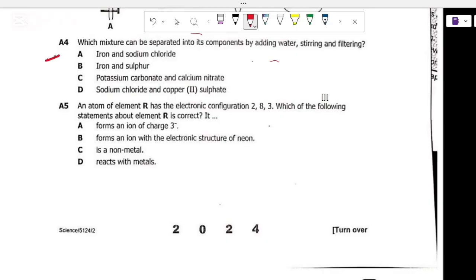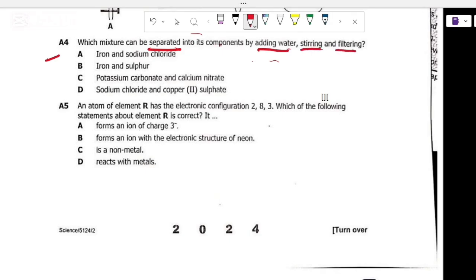What would you say? Now, I don't think this is a difficult question. All you have to do is just understand what is being given here, because you want to separate. That's the first thing. So this is a separation technique, and then you want to separate into the components. Which method are you using? Simply adding water, and then you stir, and then you filter.